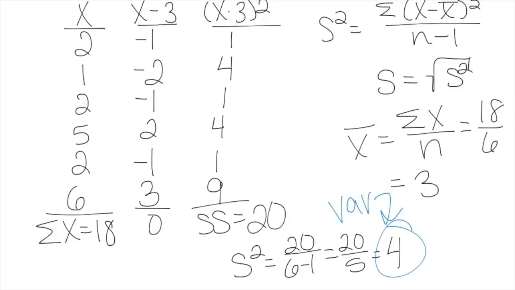Next, we can compute the standard deviation. The standard deviation is equal to the square root of the variance. So the square root of 4 is 2, which gives us a standard deviation of 2.